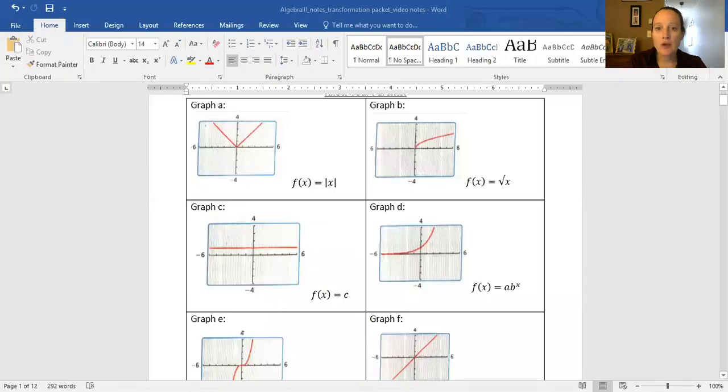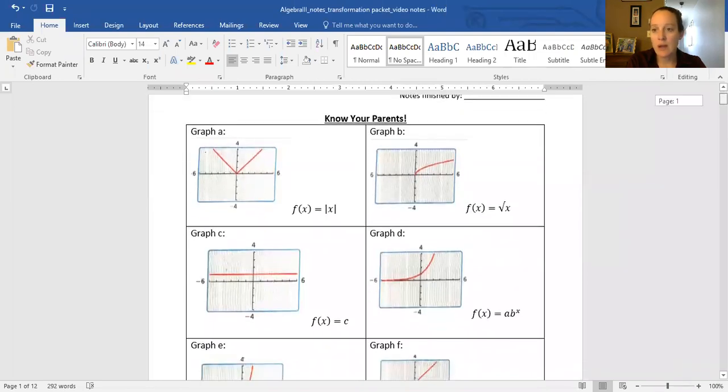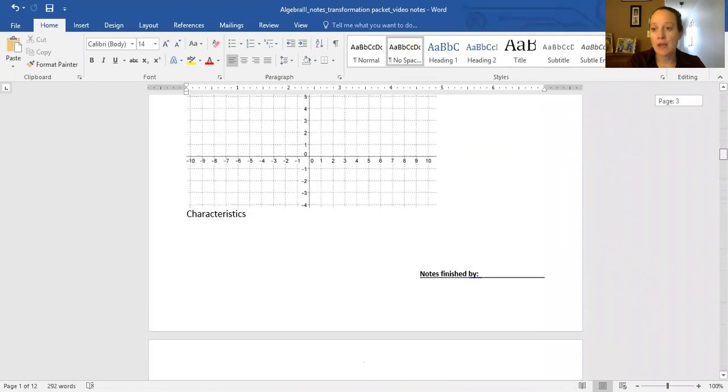So you need your note packet called the Transformations packet. You need that in front of you. And here is what it looks like. Okay, so this is your entire packet. It's 12 pages long, all sides, and we're going to just do the first 3 pages.